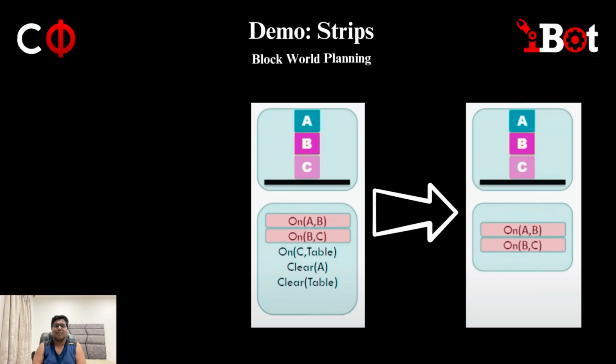STRIPS-based planners have found a valid action sequence that transforms the initial state into the goal state using logic. This is the core of classical symbolic planning. Using logical predicates and action rules, STRIPS can compute a valid plan that takes a robot from an initial state to the goal. Each action is grounded in logic, and the state updates are explicit and explainable.